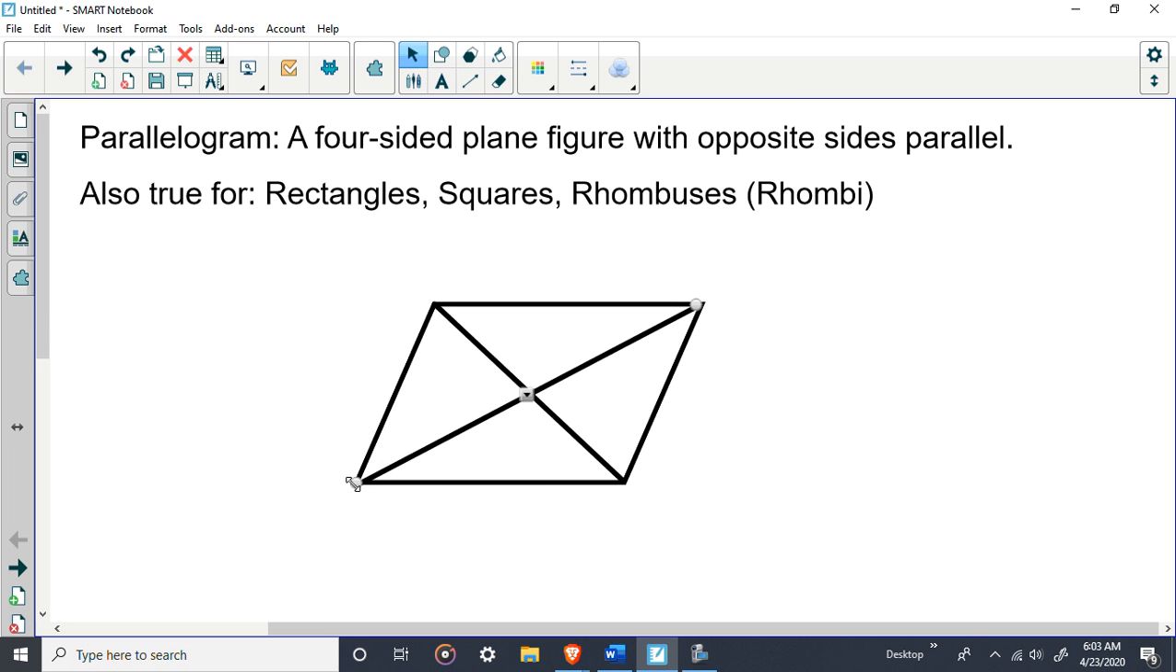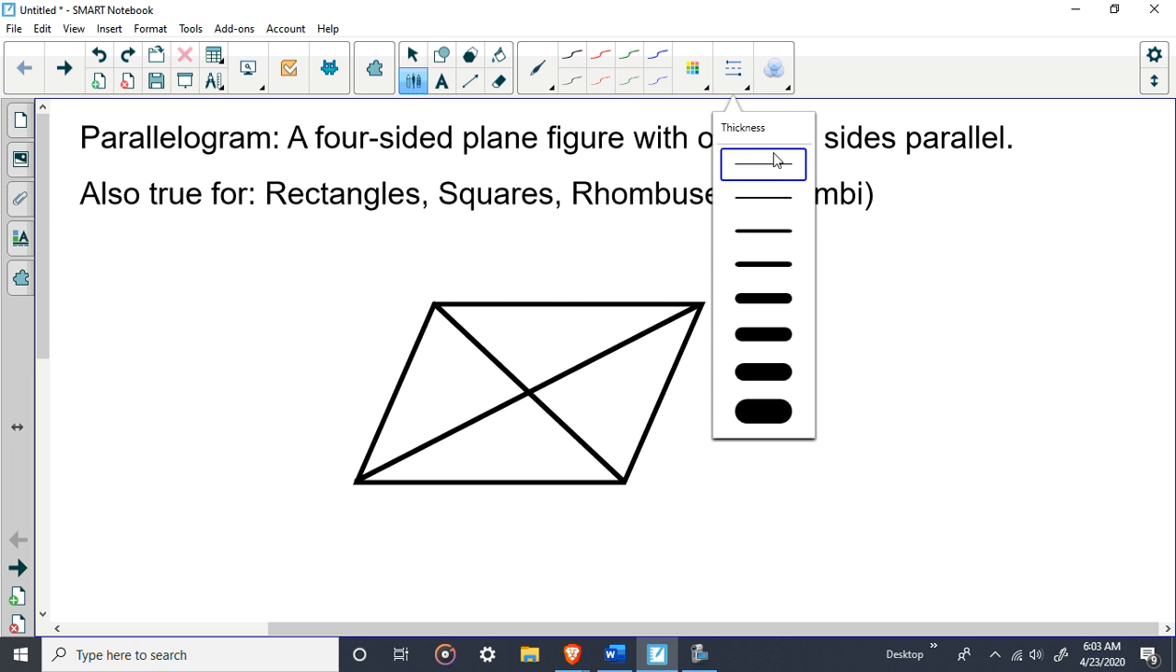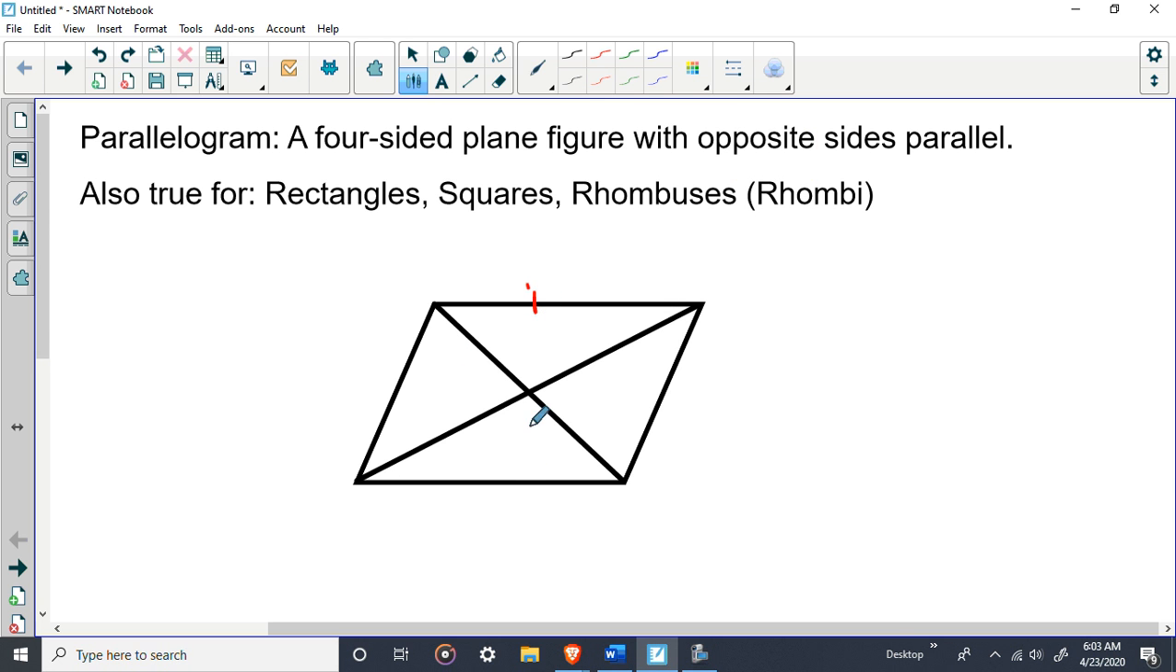Now, again, let's talk about some things we know. Well, we know the opposite sides are congruent, right? We proved that already. So we know that this side is the same as this side, and this side is the same as this side. And then we have all of these: this one alternate interior with this one, and this one alternate interior with this one. And these were vertical angles right here.